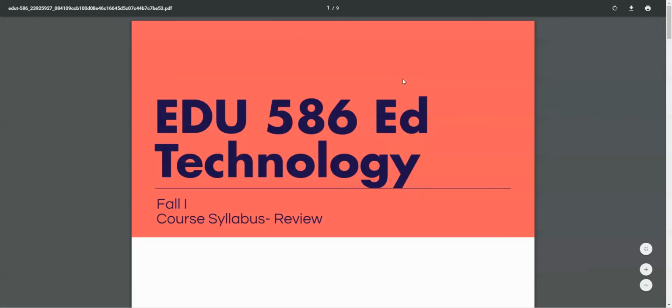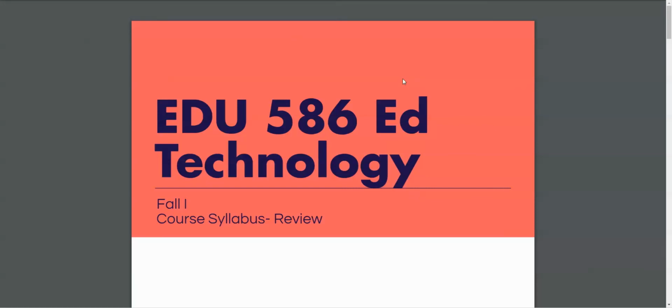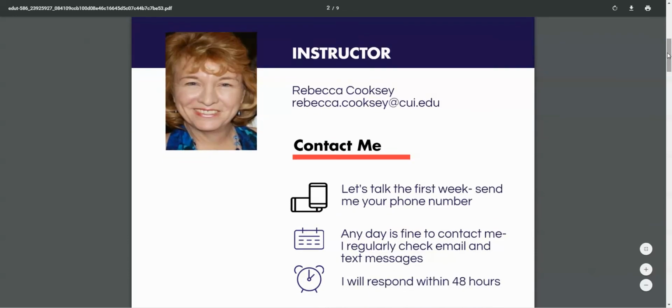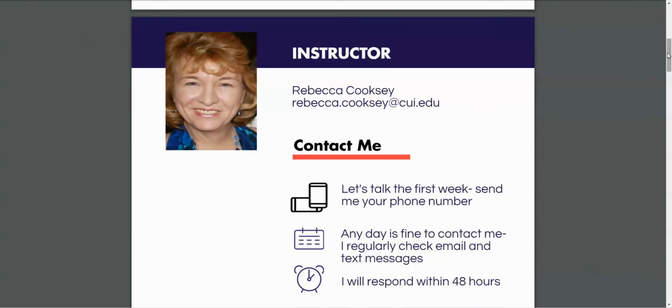So this is Education ED 586, Education Technology. I believe it's level 2 for you, and you're in fall 1. Let's see how to advance here. My name is Rebecca Cooksey. My contact information is, you can either contact me by email or by telephone number. My telephone number is on the website.